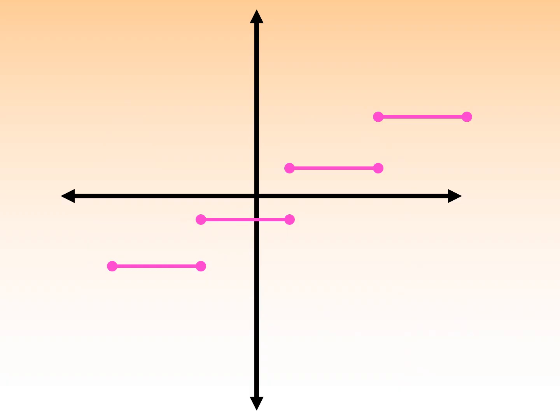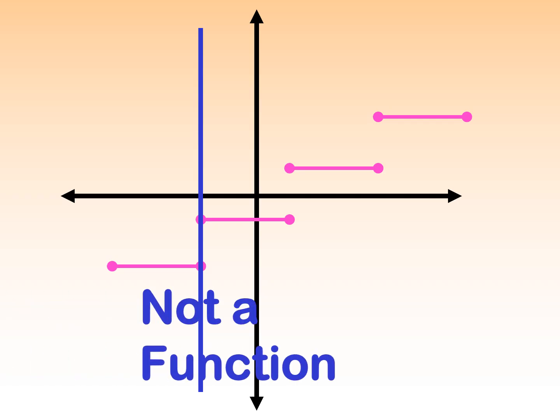Now check out this one. This one is not a function because that vertical line is hitting 2 points on the graph at the exact same time. So that specific x value has 2 different y values at the same time, and that makes it not a function.